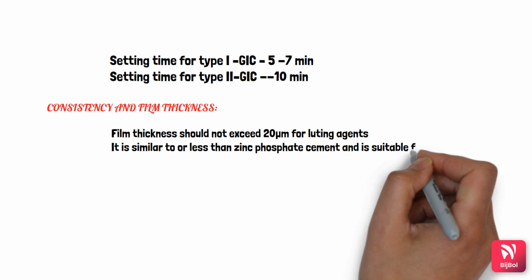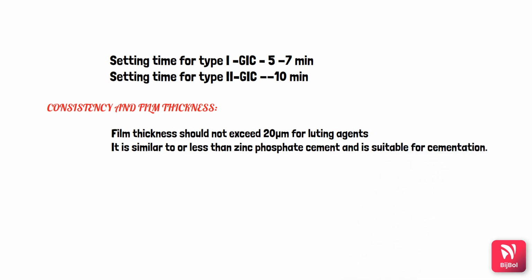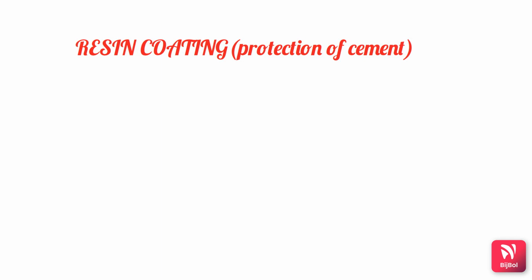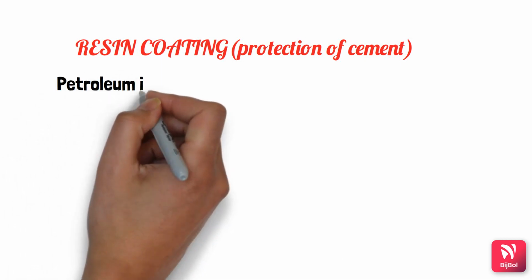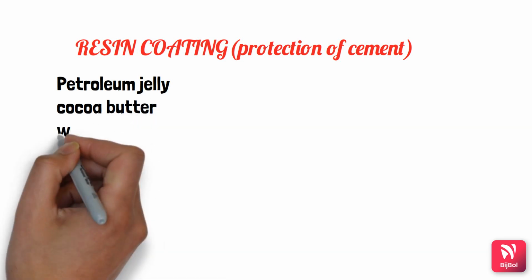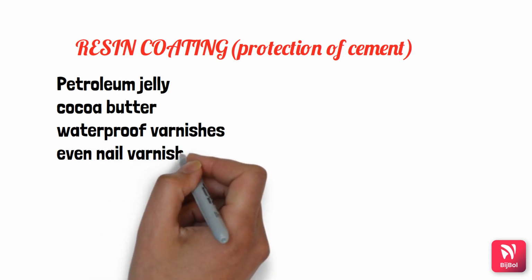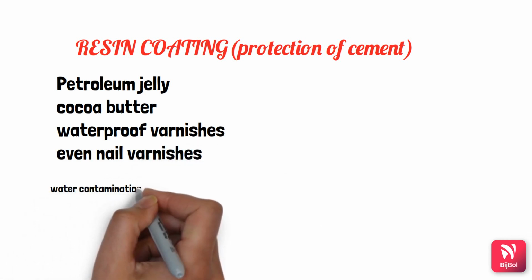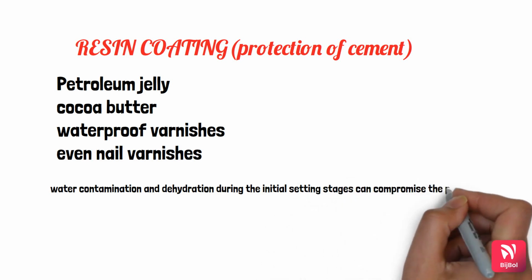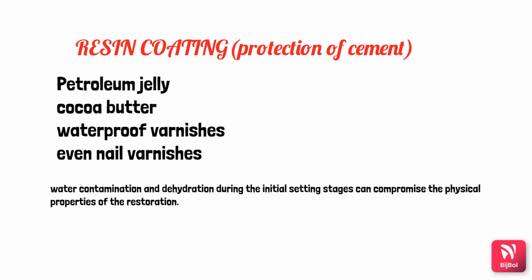Coming to the resin coating and protection of the cement, this can be done using petroleum jelly, cocoa butter, waterproof varnishes, and even nail varnishes. These all help in preventing water contamination and dehydration during the initial setting stages, which can compromise the physical properties of the restoration. That's how we can prevent the water contamination and dehydration of the setting cement.